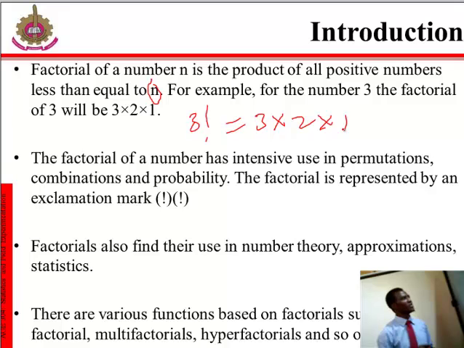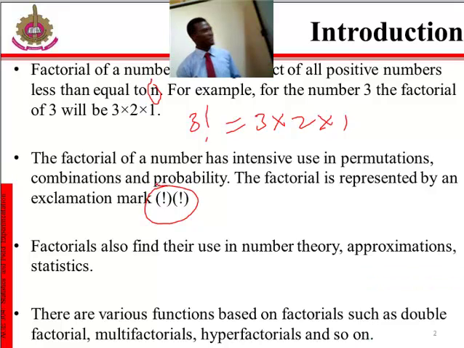Now, the factorial of a number has intensive use in permutations, combinations, and probability. The factorial is represented by an exclamation mark, just like this. Factorials also find their use in number theory, approximations, and statistics. There are various functions based on factorials, such as double factorial, multi-factorial, hyperfactorial, and so on.